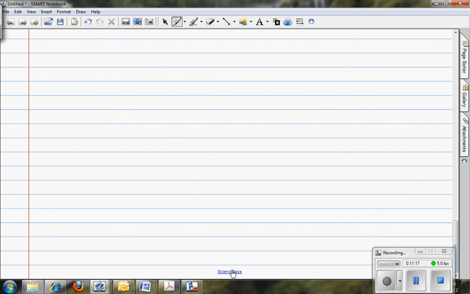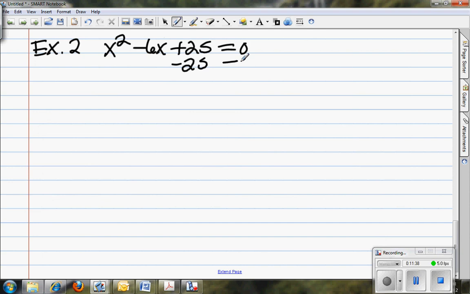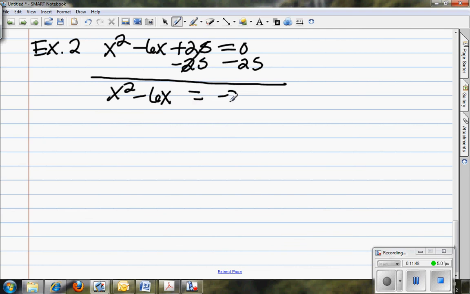If you have questions, make little notes on your notes so that you can come in and ask me. All right. Final example for tonight. Example 2, x squared minus 6x plus 25 is equal to 0. We know we need to subtract 25 from both sides. So x squared minus 6x is equal to negative 25.